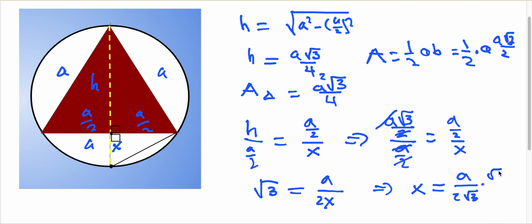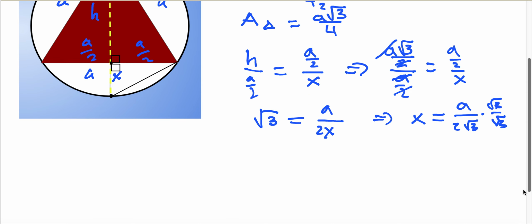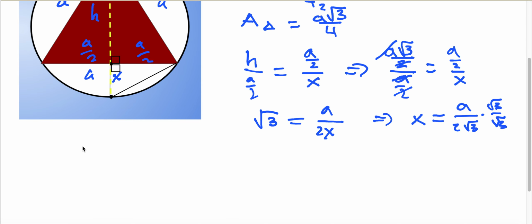If we are rationalizing this, we are rationalizing both sides, and x is equal to a square root of 3 divided by square root of 3 times square root of 3, which is 3 times 2 is 6. Now we can find the diameter. To find the diameter, we have h plus x.